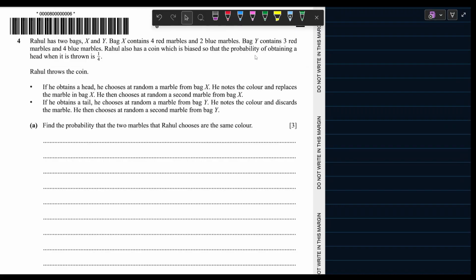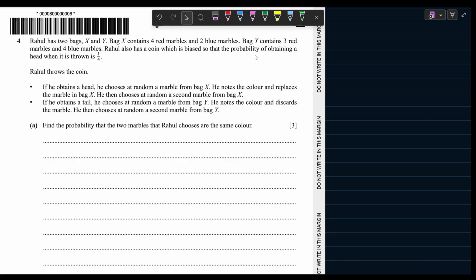Number 4. Rahul has two bags X and Y. Bag X contains 4 red marbles and 2 blue marbles. Bag Y contains 3 red marbles and 4 blue marbles. Rahul also has a coin which is biased so that the probability of obtaining a head when it is thrown is 1/4. Rahul throws the coin.